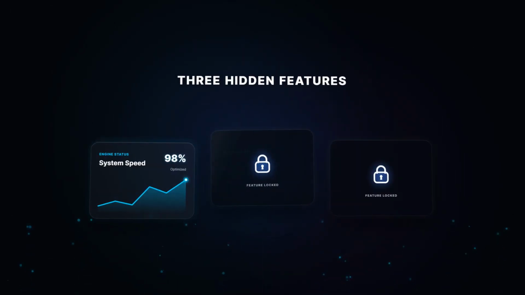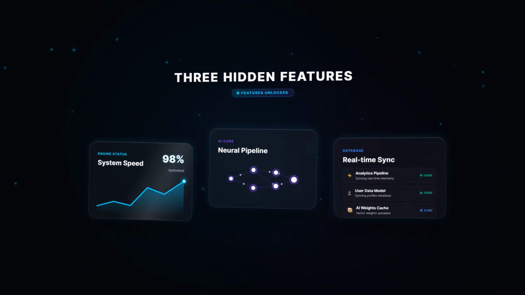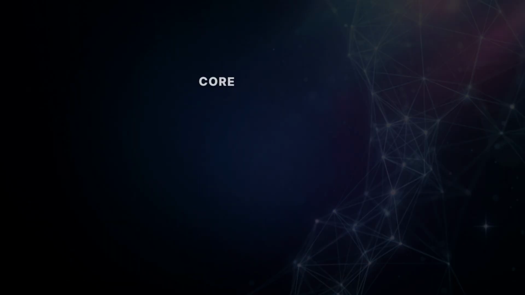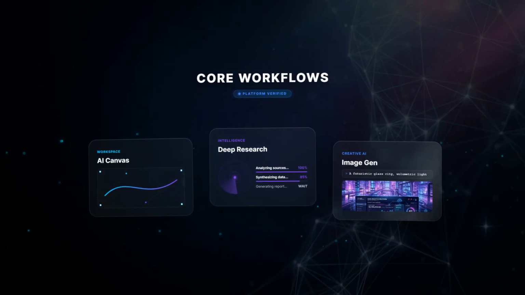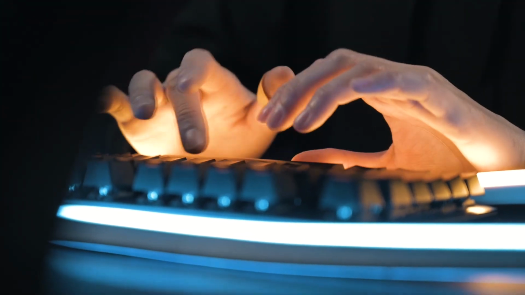In this video, I'm going to show you how to use 3 hidden unlocked features inside Google Gemini that are completely changing the game. We're going to look at Canvas, deep research, and image generation. And these are not just features that look good during a demo. These are features that can actually save you hours of work every single week.